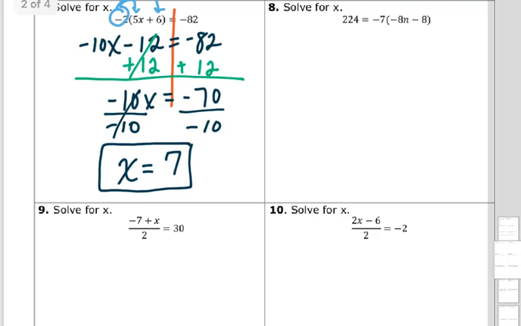Try that same idea with number 8. Be very careful with your negative numbers. Very, very careful when you're multiplying a negative times a negative.